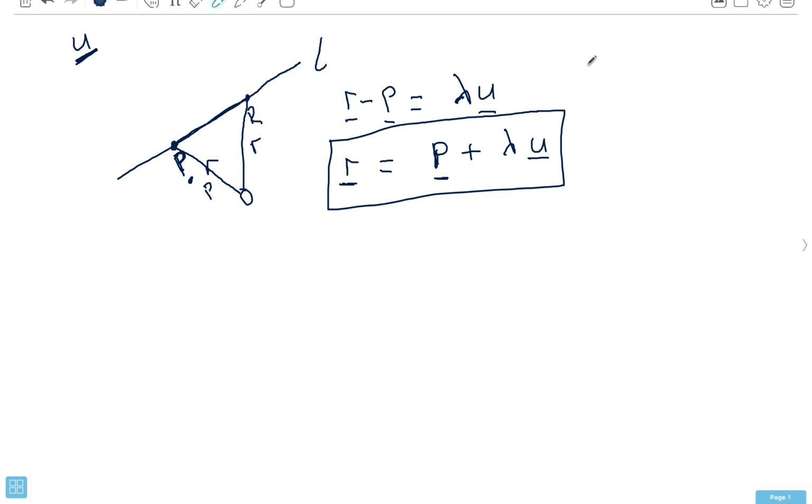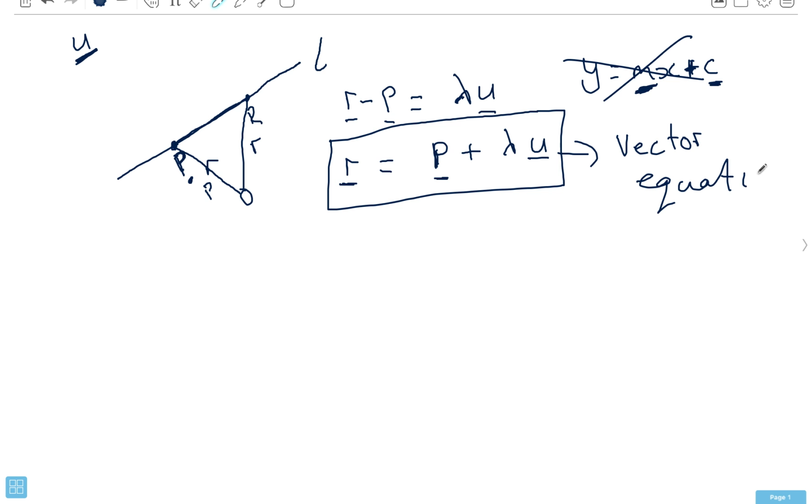I guess you can look at similarities with y equals mx plus c, c being a point on the line because it intersects, m being the direction of the line. If m changes, then the direction of the line changes. Now, this is the vector equation, and there are two other forms of this line.